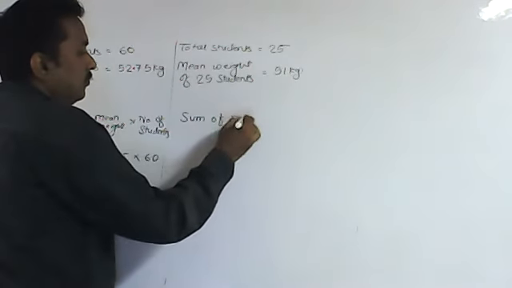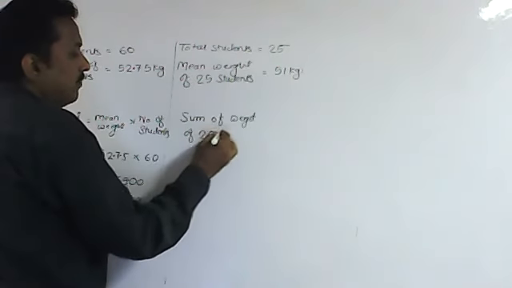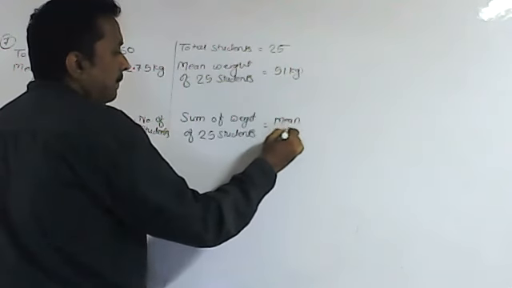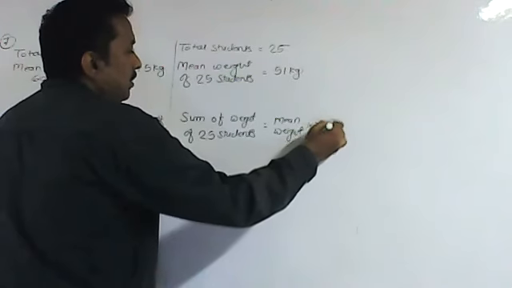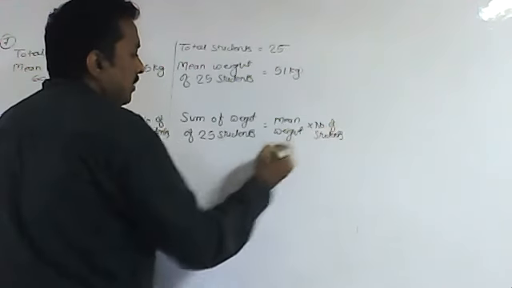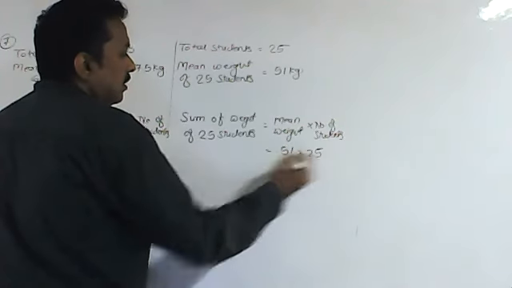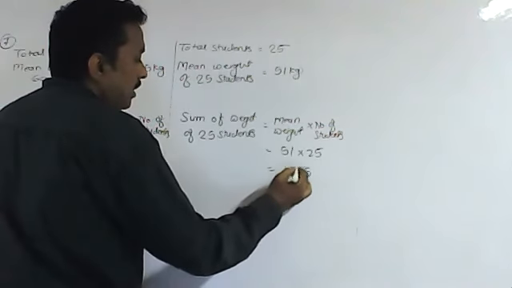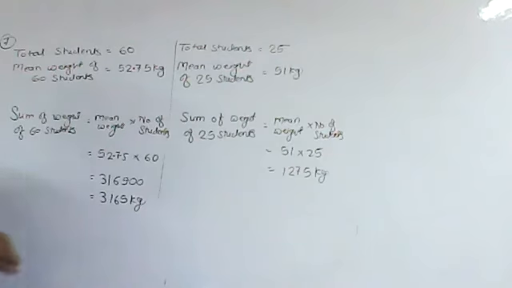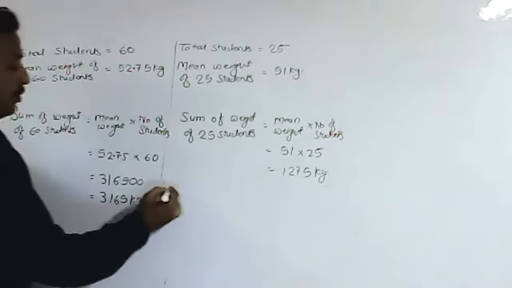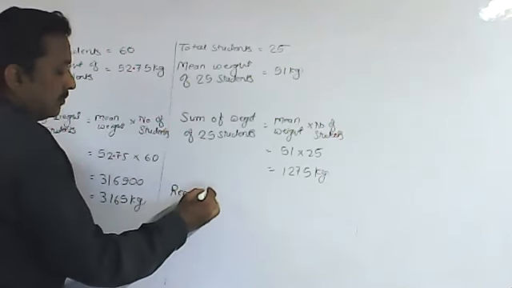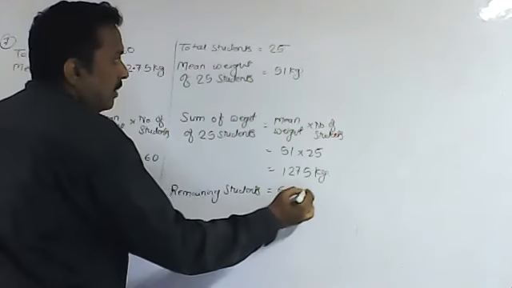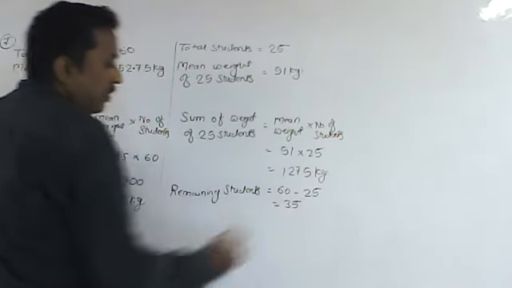Same here, sum of weight of 25 students is equal to mean weight into number of students. So the mean weight is 51 into 25, which is 1275. So the question asks, find the mean of the remaining students. How many remaining students do we have? Total is 60, minus 25 becomes 35. And what else can we do?